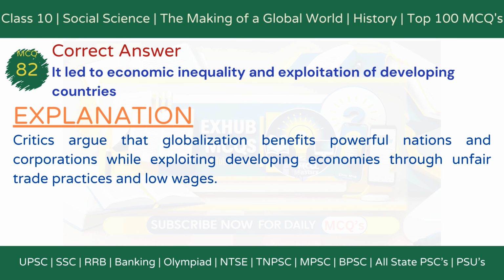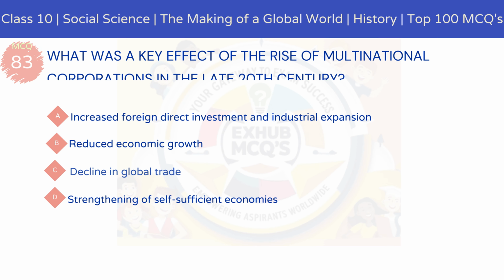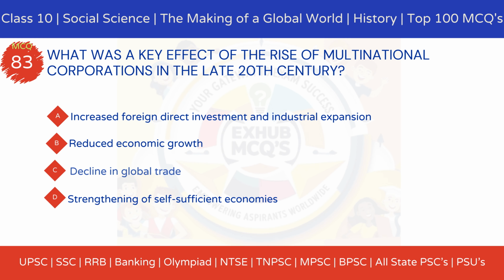The correct answer is option A. It led to economic inequality and exploitation of developing countries. Explanation. Critics argue that globalization benefits powerful nations and corporations while exploiting developing economies through unfair trade practices and low wages. MCQ 83. What was a key effect of the rise of multinational corporations in the late 20th century?